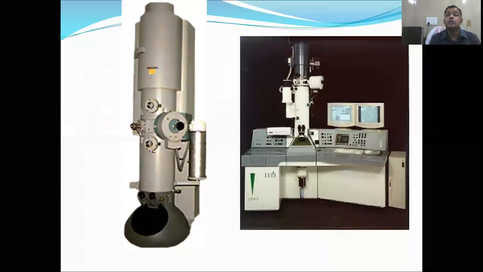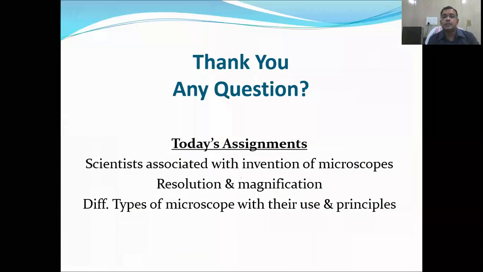Earlier, it was so big that an entire room was required to house this microscope. Now, with the advancement of technology, the size has become smaller and the efficiency has improved. So with this, I would like to end today's class.